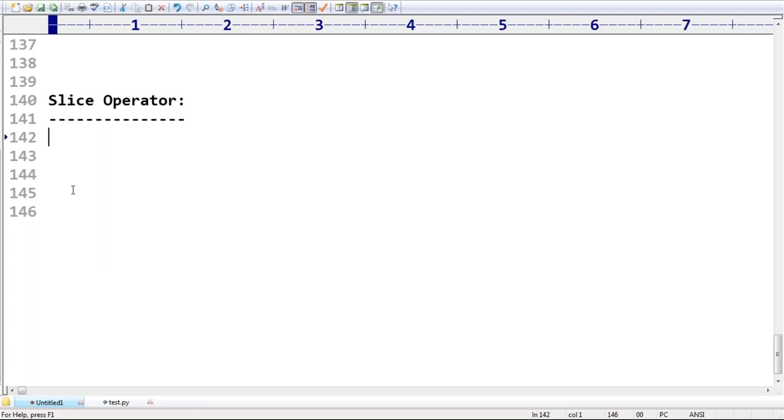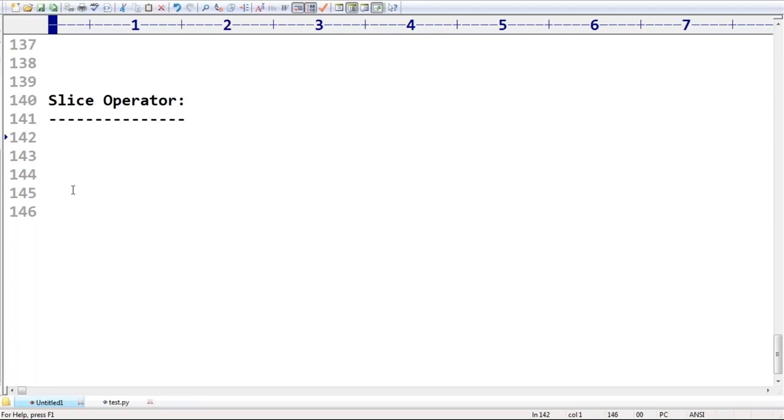Very simple. What is the meaning of slice? Slice means one piece. So I have one fruit. Can you please cut it into pieces? Then I want one slice. One slice means one piece. One piece is by default considered as slice operator, right?